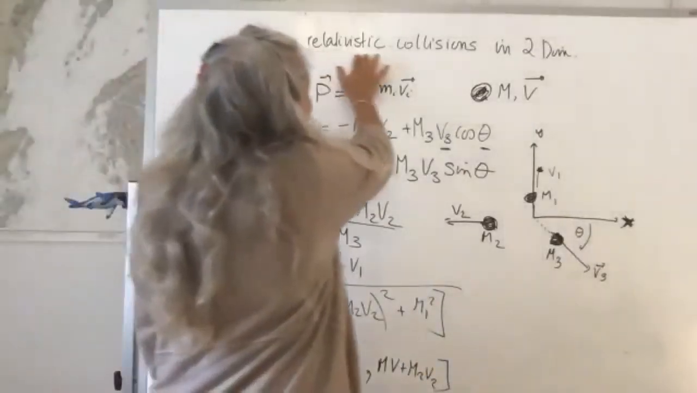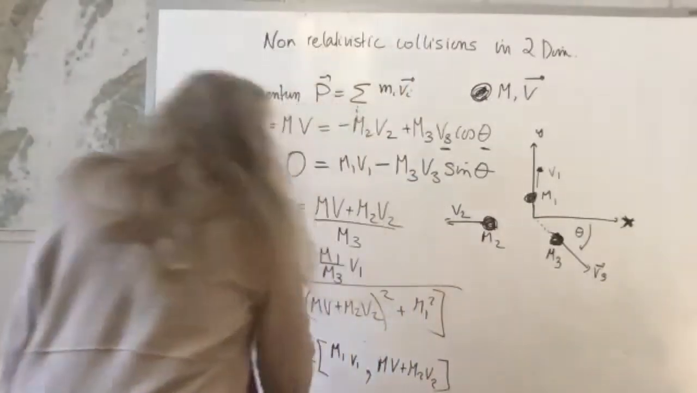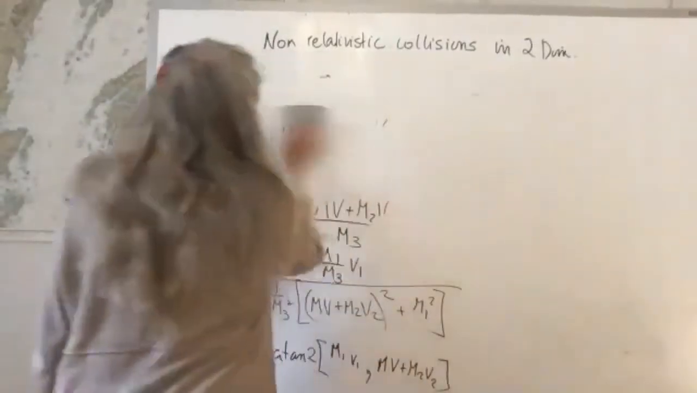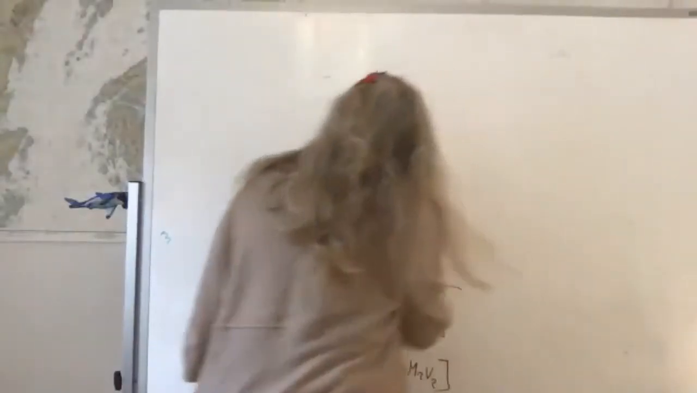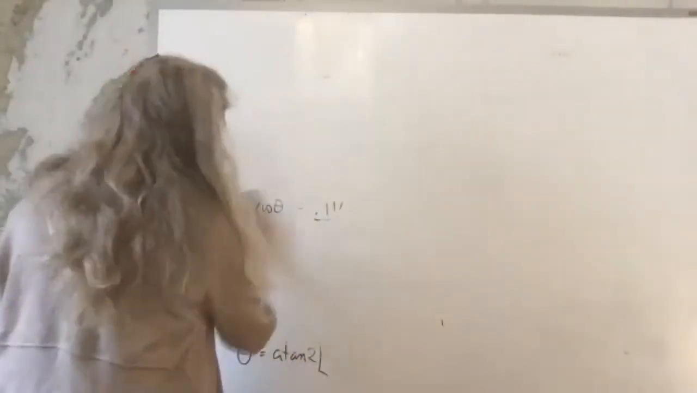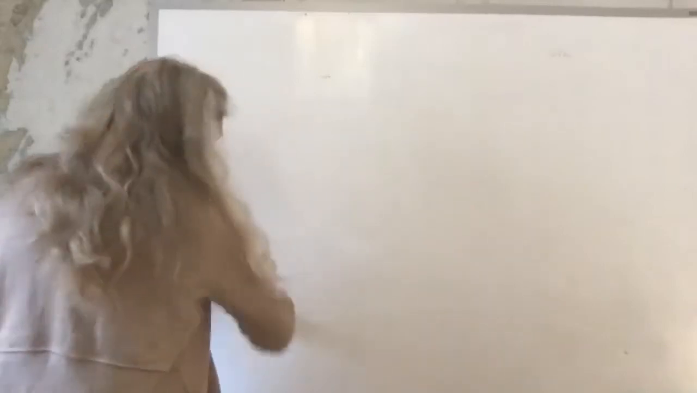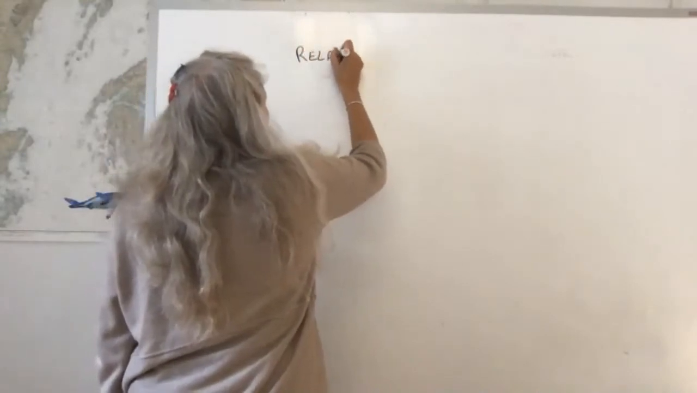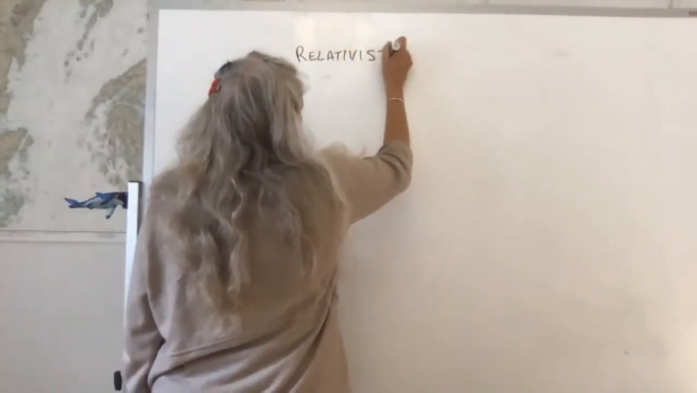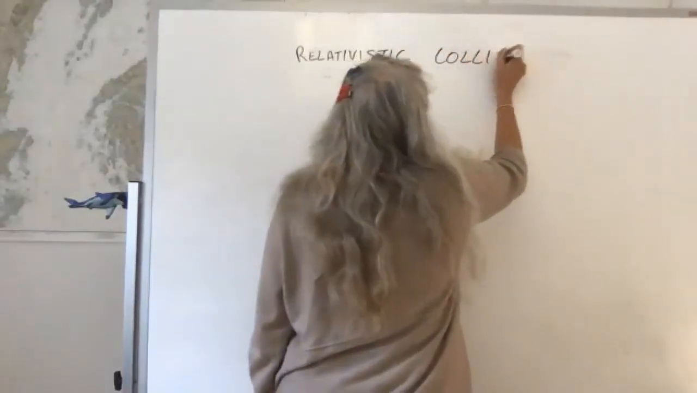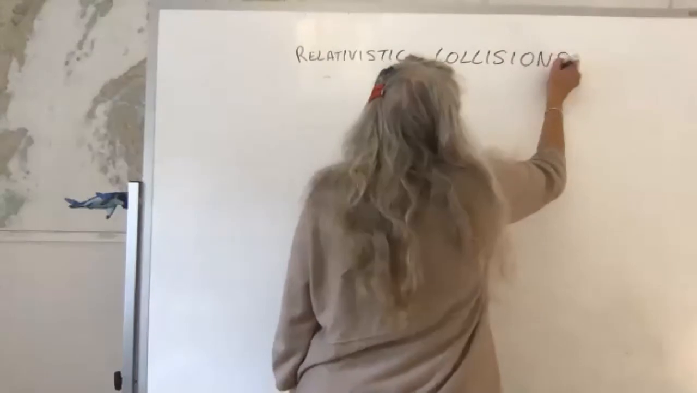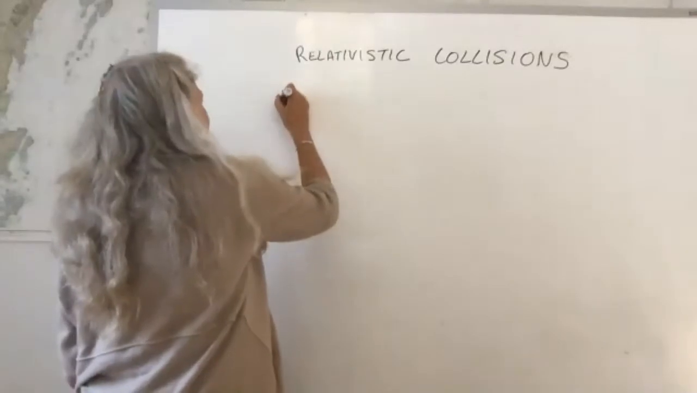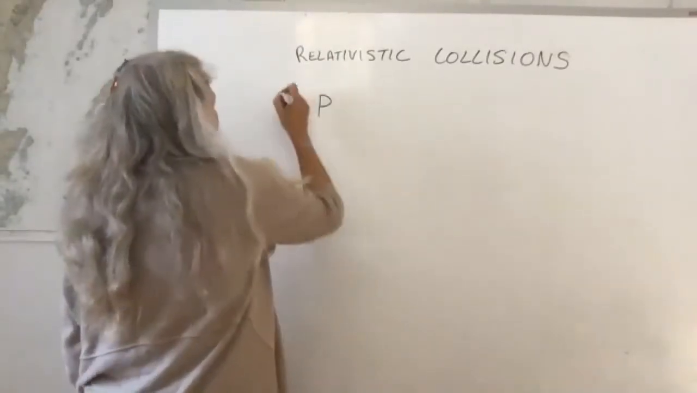So far you've only done non-relativistic collisions. So what happens when you have relativistic particles? I'm not going to do any examples, but I'll just write down how you can think about generalizing. Relativistic collisions. It's convenient to work with a 4-vector.